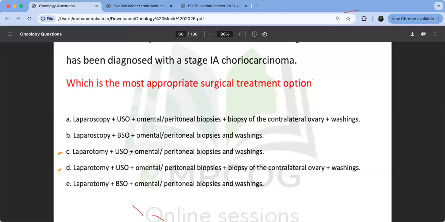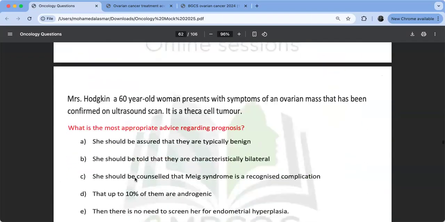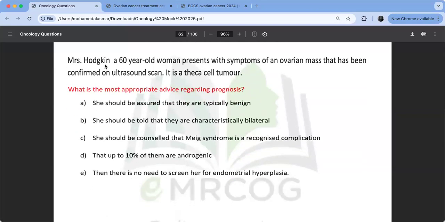Laparotomy plus unilateral salpingo-oophorectomy plus omental or peritoneal biopsy and washing, or laparotomy with unilateral salpingo-oophorectomy with omental peritoneal biopsy and biopsy of the contralateral ovary and washing. No, this is contraindicated. So C. Yes, well done. Well done, everyone. So, mashallah, you are also knowledgeable for the germ cell tumor.